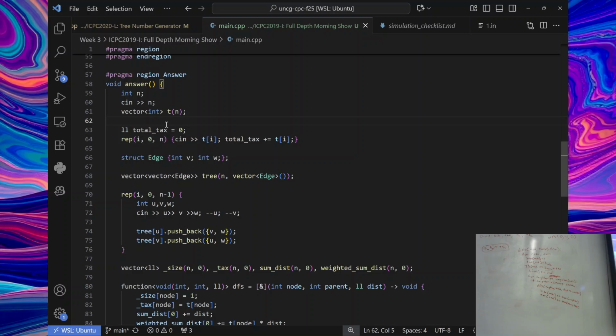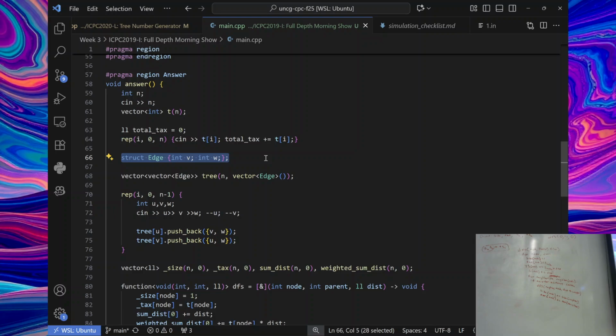We did n minus 2 times the size of the subtree. But when it comes to the taxated version, we don't care just about the number of nodes. We care about the taxes at each of those nodes as well. So instead of subtracting from n, we subtract from the total tax, which is just the n additions of each tax. So that's literally what's going on here, right? We read in the tax for i, and then we add it.